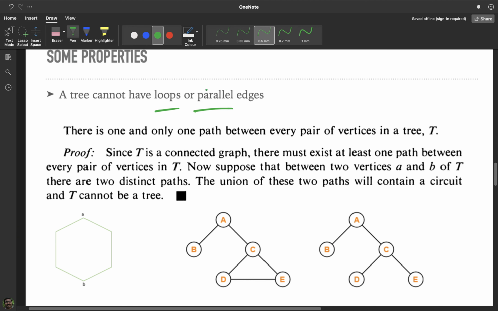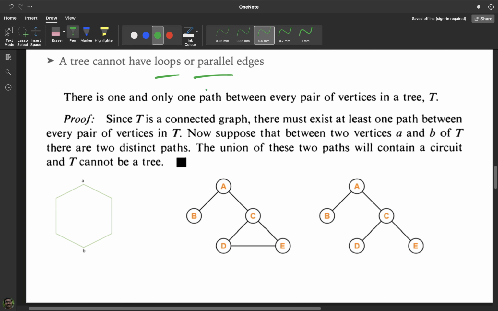And the next one is an important result. There is one and only one path between every pair of vertices in a tree. So there can only be exactly one path between any two vertices in a tree. So how will you prove it? First of all, you know that a tree is a connected graph without any circuits. That means between any two vertices there will exist at least one path because it is connected. And you have to show that there exists exactly one path between any two vertices.